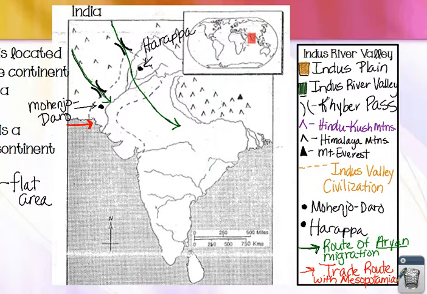Alright, I'm going to have to clear a couple of things off of my Indus River Valley map key just so you can see. So don't you do this. Alright, you leave this on your map. But I'm going to erase this just so I'll have more room because we need to add a couple more things in here.